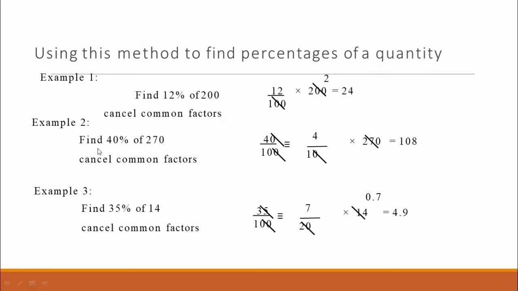Now the second example, to find 40% of 275. 40% means 40 divided by 100, which is equal to 4 by 10, and of means multiplied by 270. So after simplification, we obtain 108. Now 35% of 14. 35% means 35 divided by 100. So 35 divided by 100 means 7 by 20. Of means multiplied by 14. So after simplification, we obtain 4.9.